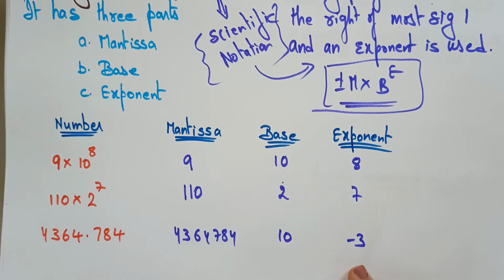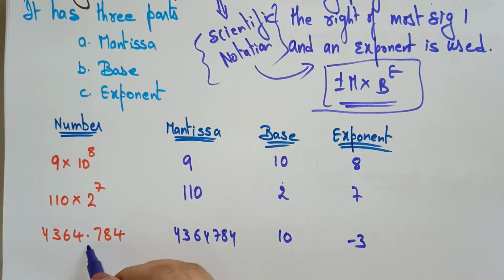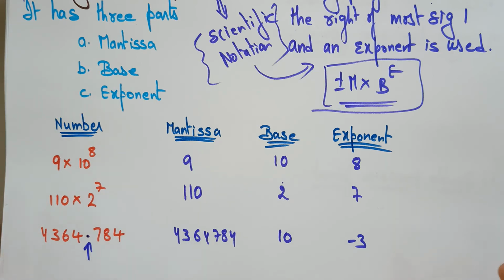So here what you observe, whatever the binary point is, the binary point can float. It is floating to the rightmost significant one, and an exponent is used here. So this is about the floating point representation.